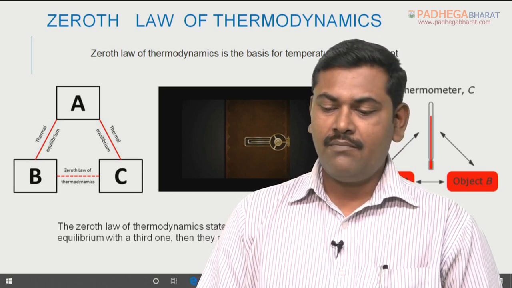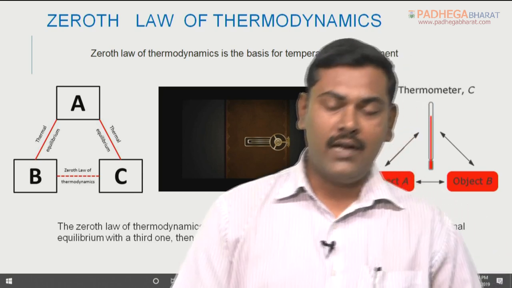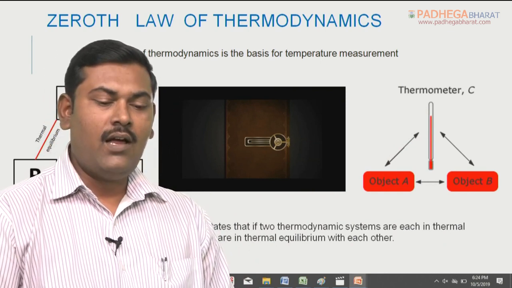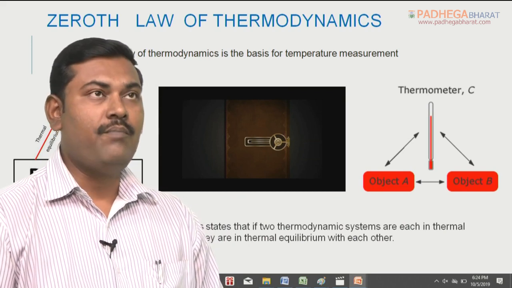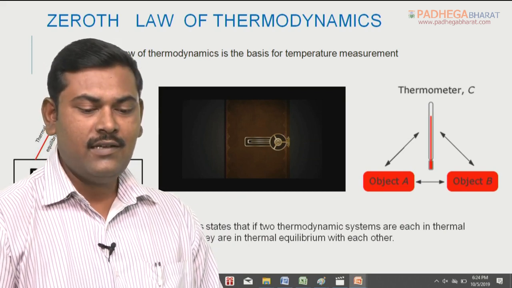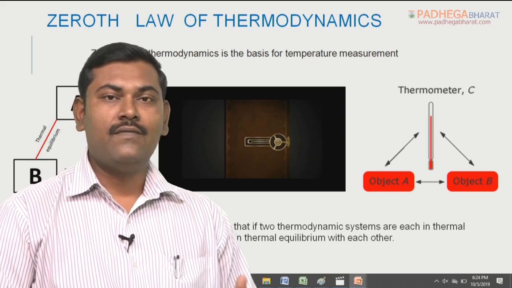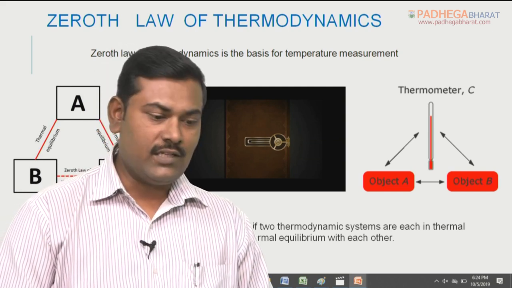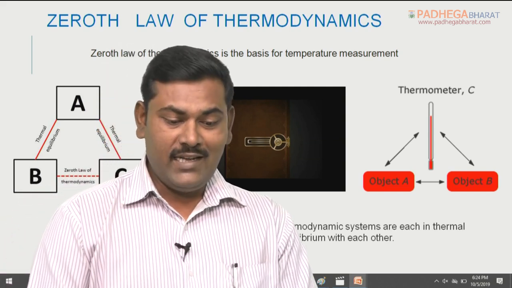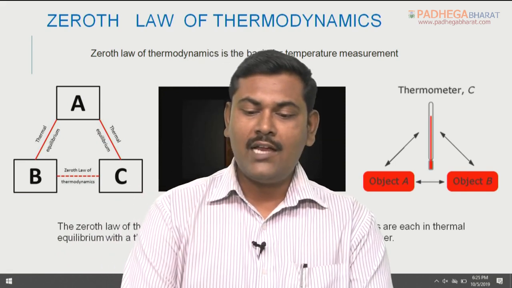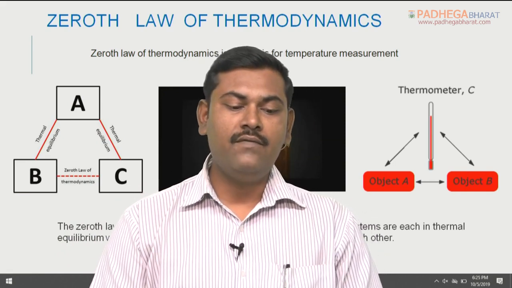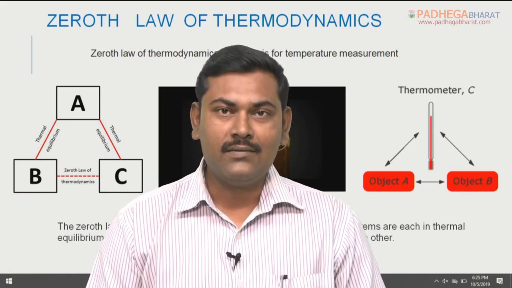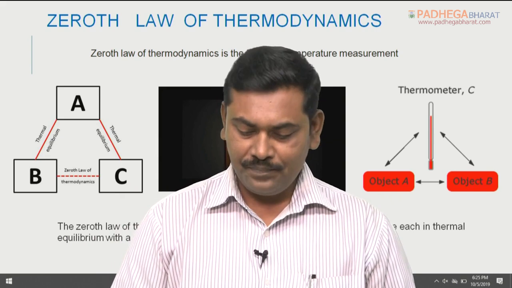If I measure the temperature of object A in the figure at the right of you, and it comes out to some 50 or 60 degrees Celsius, and I also measure the temperature of object B, and that is also 50 or 60 degrees Celsius, then I can say that the temperatures of these two bodies are the same, and hence they are in thermal equilibrium with each other. The Zeroth Law of thermodynamics states that if two thermodynamic systems are in thermal equilibrium with a third one, then they are in thermal equilibrium with each other. That is the equality of temperature.